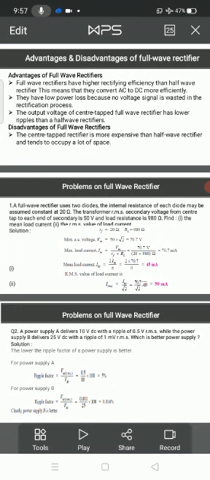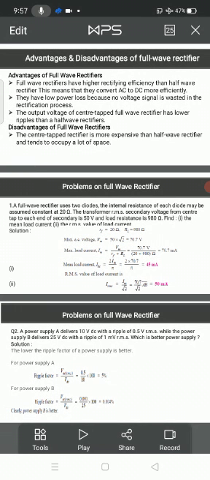Next, the second one, RMS value of load current. The RMS value of load current IRMS equals IM by root 2. So the IM value is 70.7 by root 2, the value is 50 milliamps. So here the minimum load current is 45 milliamps and the RMS value of load current is 50 milliamps. Okay, this is the first problem, and we will discuss the second problem.